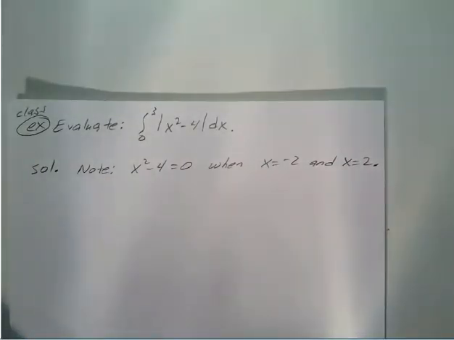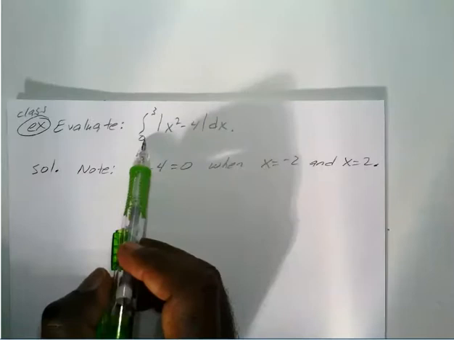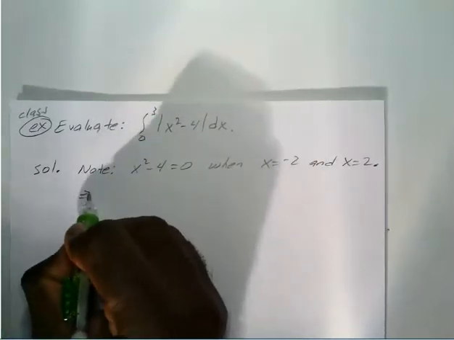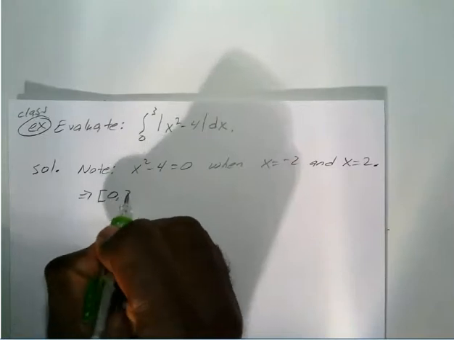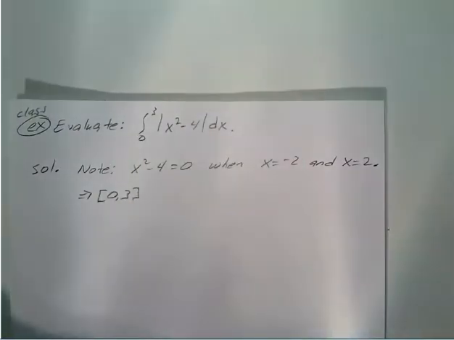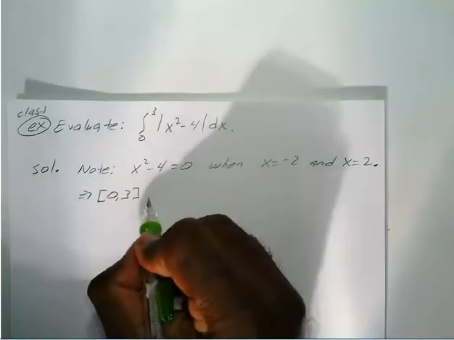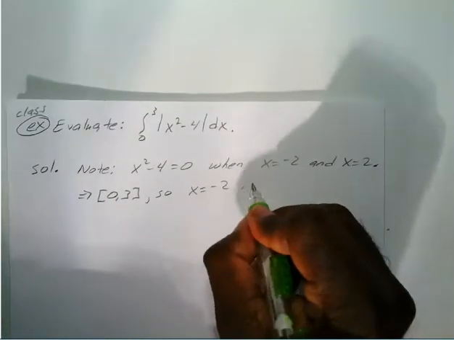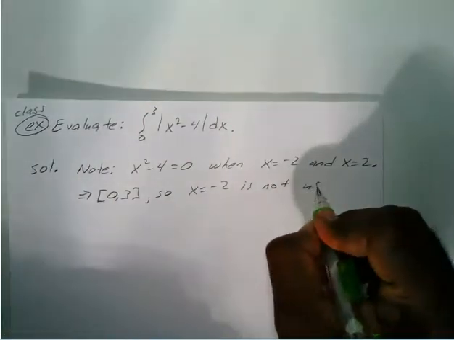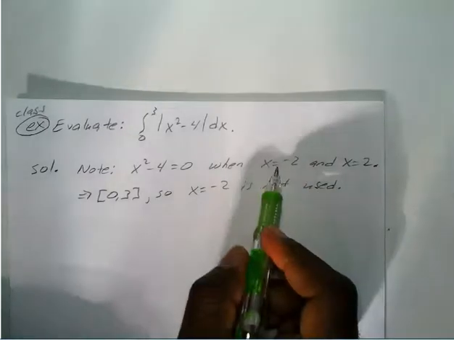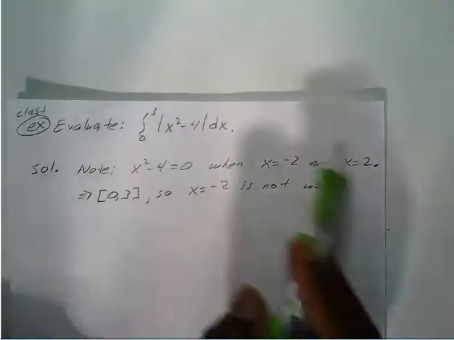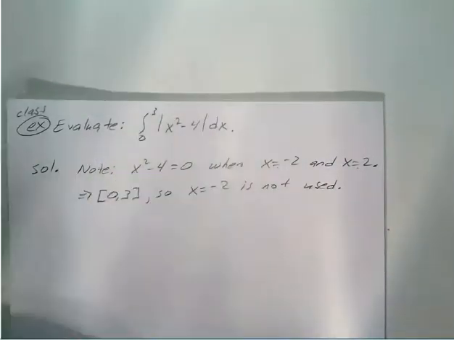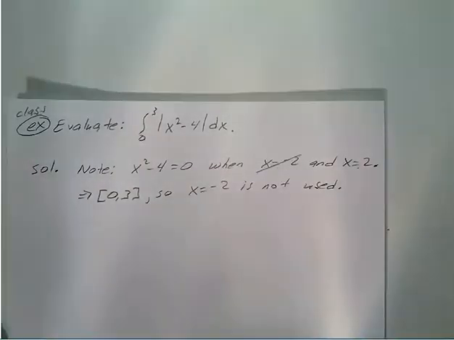Okay. Now the thing about this is our interval is only from 0 to 3. Okay, what does that mean? That means that x equals negative 2 is not used. Okay, we can't use x equals negative 2 because it's not between 0 and 3. We can use this one, x equals 2, because it lies between 0 and 3. So that x equals negative 2 goes away.